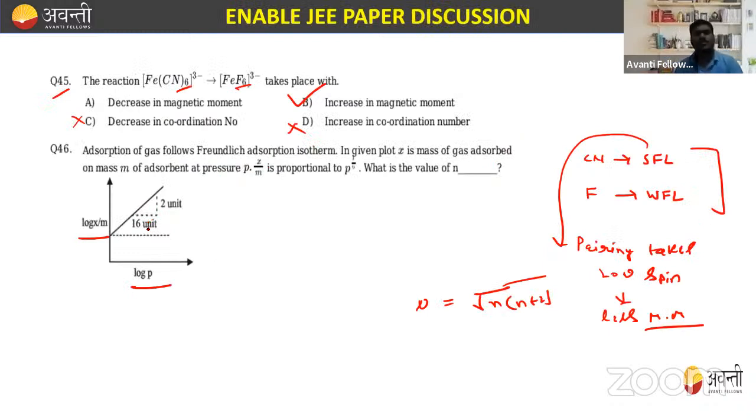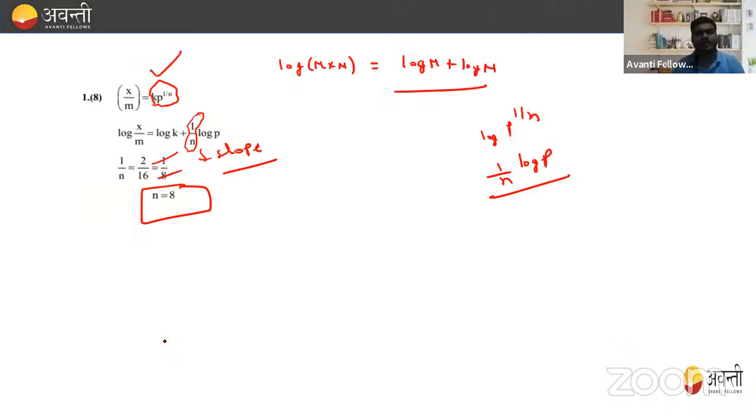This is a very simple question based upon the Freundlich adsorption isotherm. Such questions are generally asked as numerical-based questions, and it is very important. Try to solve such questions and do some more questions related to this topic. Just remember the formula: x by m is equal to k P to the power 1 by n. Take log on both sides and you can calculate the value of n using this formula. I hope I'm clear. If you have any doubt, students, please ask me in the chat box. Now proceed to the next question.